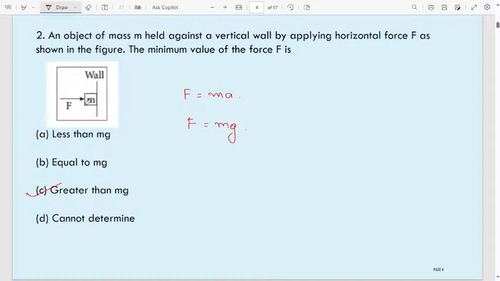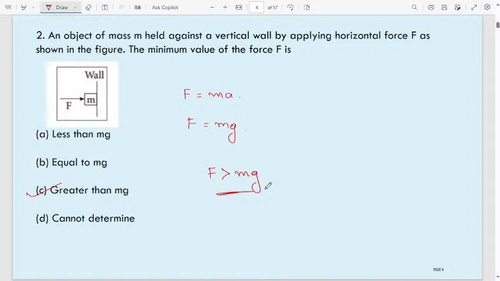If you want to hold this object vertically against the vertical wall, then you have to apply a certain force. Otherwise the object may fall down to the earth because of the earth's gravitational force. To make the object hold on the wall, you need some force. That force, whatever force you need, will be greater than mg.